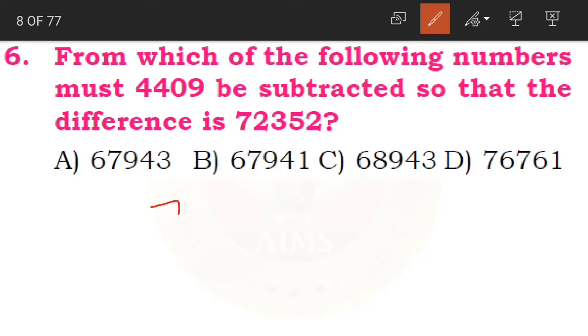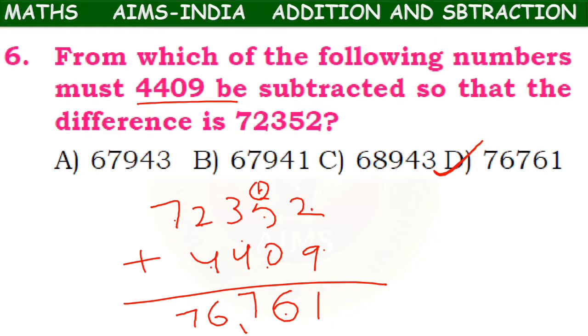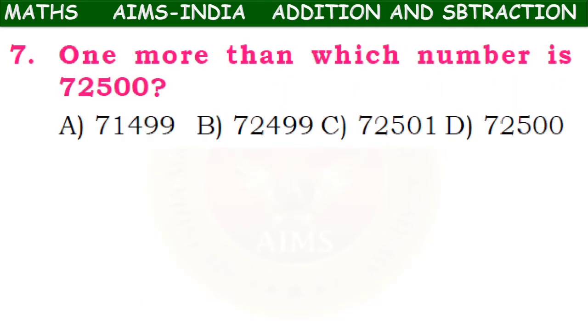Now let us do that. 72,352, that is the difference, plus our subtrahend 4,409. 9 plus 2 is 11, 1 carried, 5 plus 1 is 6, 6 plus 0 is 6, 3 plus 4 is 7, 4 plus 2 is 6 and 7. What is our answer? 76,761. That is option number D. Okay children, what is it? We found out the minuend here. How? By adding the difference and subtrahend. Clear? Moving on to question number 7.